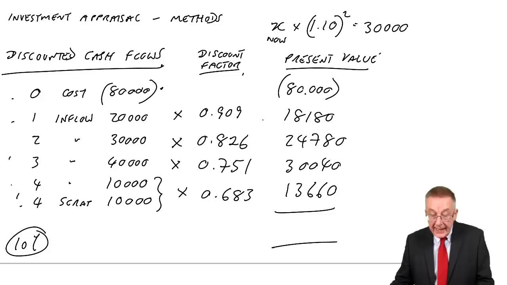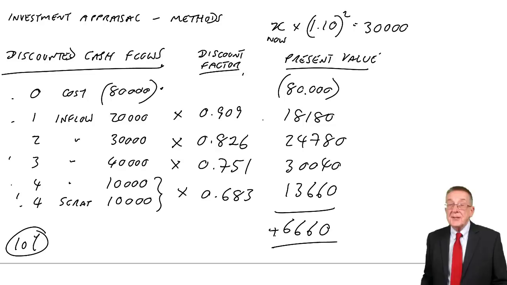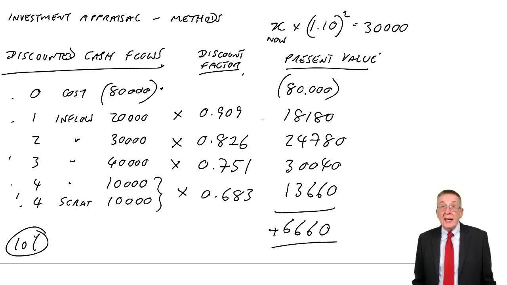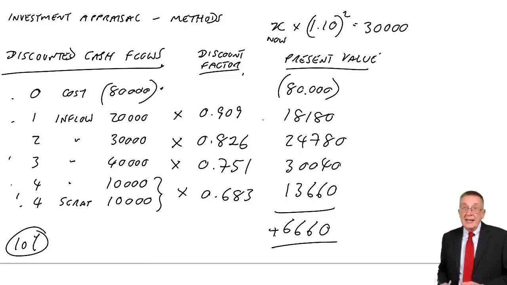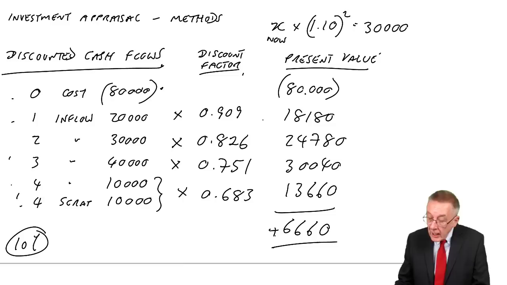There's a net cash surplus in this case of 6,660. I said at the beginning, had there been no interest, there'd be a surplus of 30,000. All we've done here is effectively remove the interest. The surplus, as you'd expect, is lower. We call that, for fairly obvious reasons, the net present value, or the NPV.